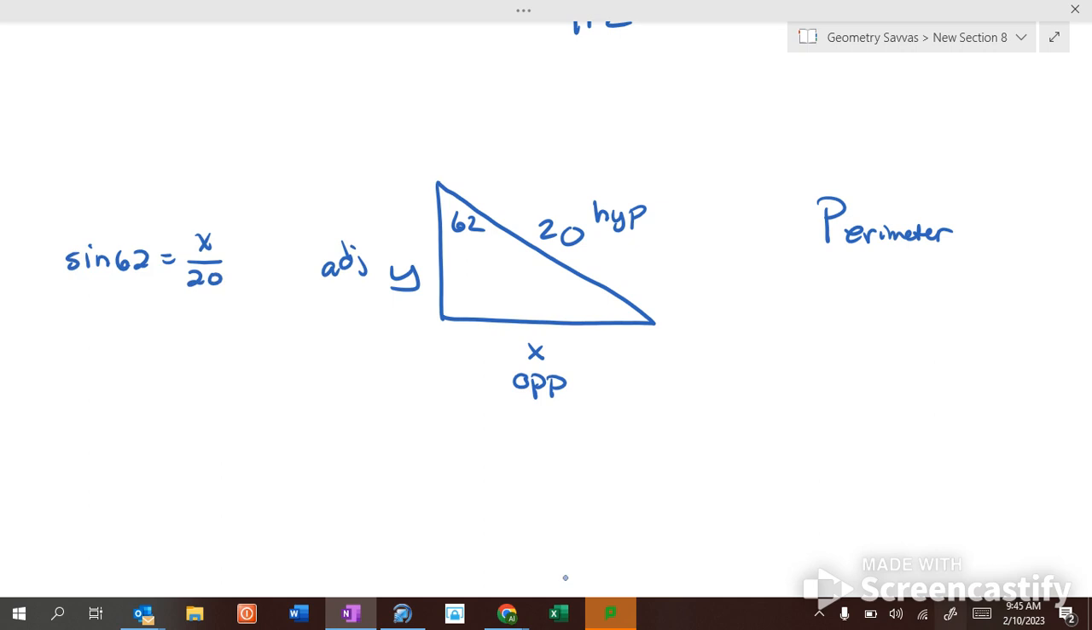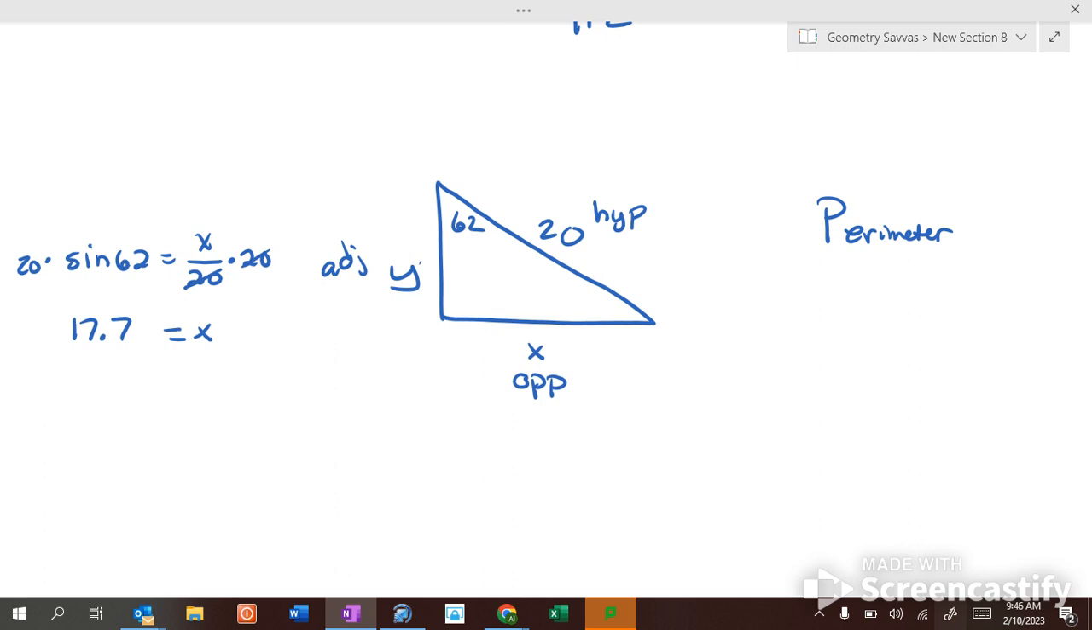How do I get x alone? Multiply by 20. So on your calculator, somebody take 20 times the sine of 62. What do we get? We'll call it 17.7. On this test, we're going to round to the nearest tenth. If it doesn't tell you anything else, round to the nearest tenth.